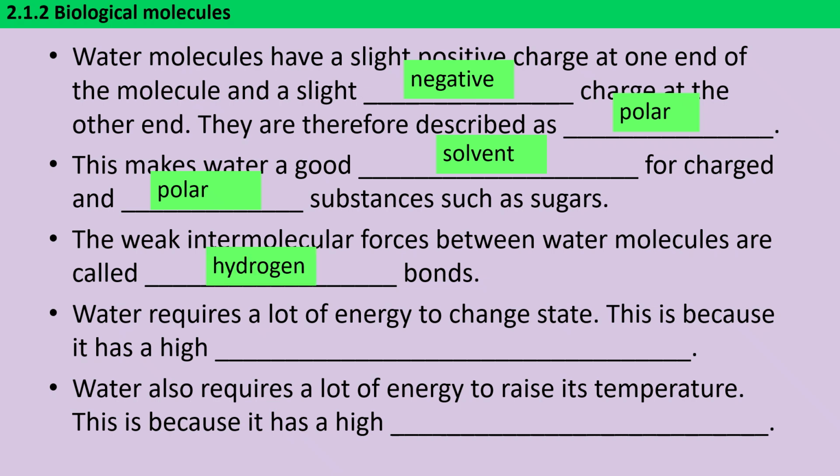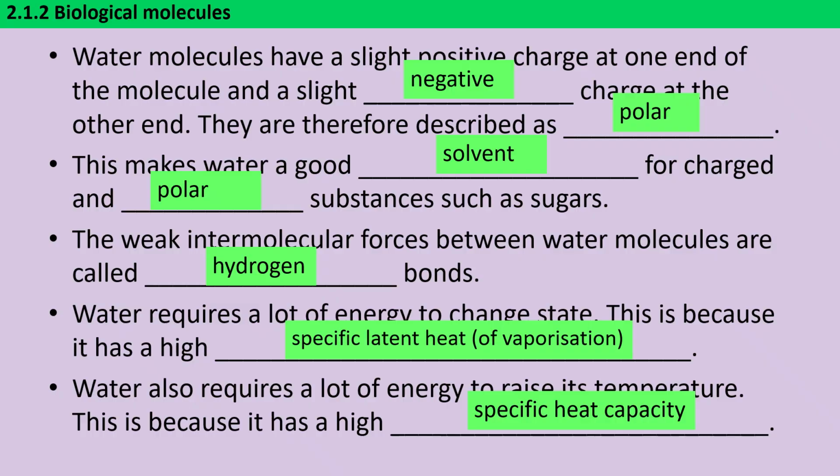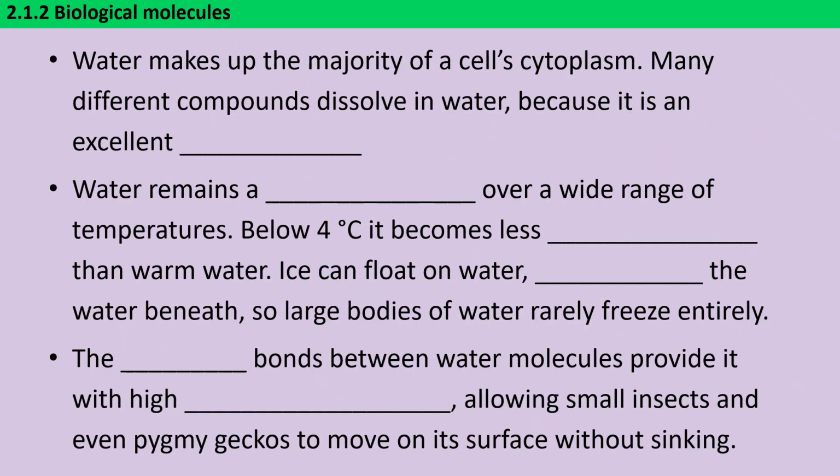Water requires a lot of energy to change state. This is because it has a high latent heat. Water also requires a lot of energy to raise its temperature. This is because it has a high specific heat capacity. Water makes up the majority of a cell's cytoplasm. Many different compounds dissolve in water because it is an excellent solvent.